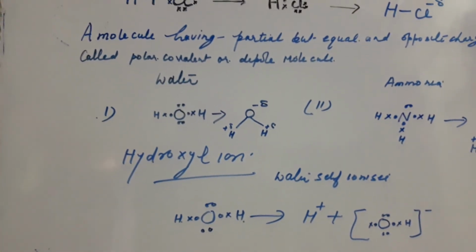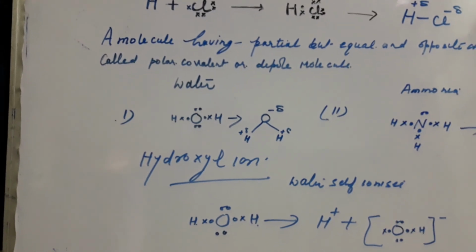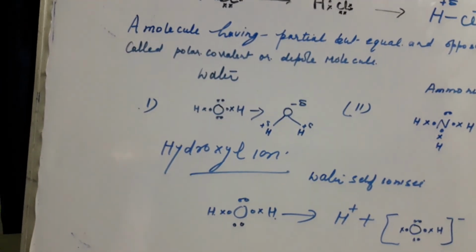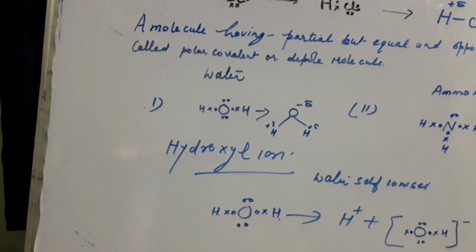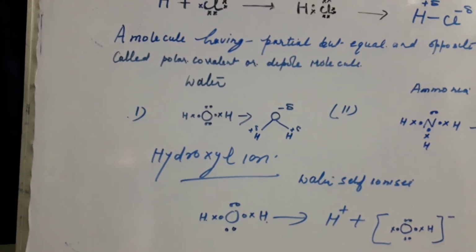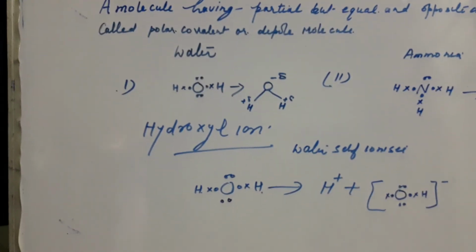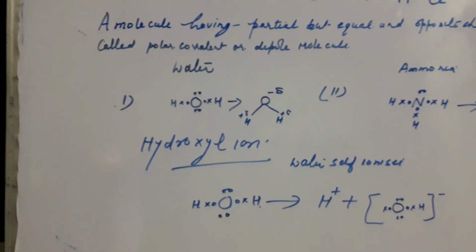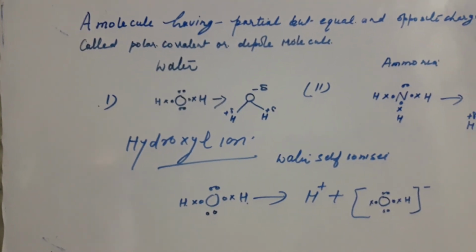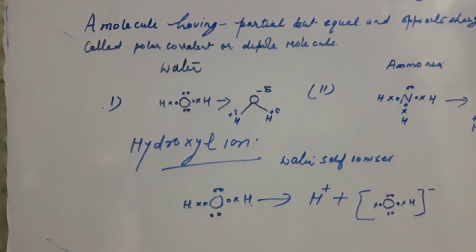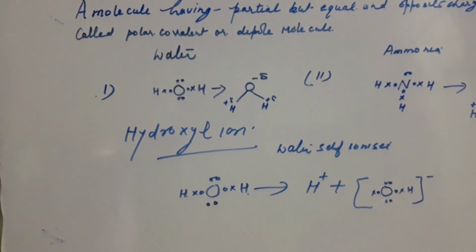Only hydrogen is removed. Water self ionizes to form a hydrogen ion. What is the meaning of hydrogen ion? It contains only a proton, no electron is there. The electron is still with hydroxyl, OH. So due to the presence of the extra electron, negative charge is more than positive charge. So put this structure in a bracket and place the negative charge. So this is the structure of the hydroxyl ion.